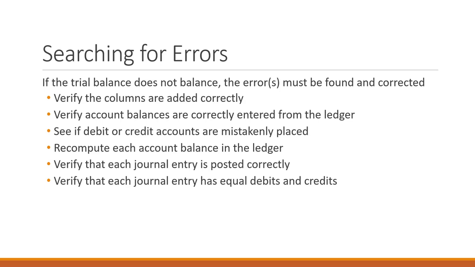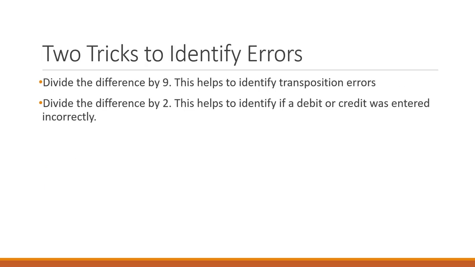There are a couple of tricks to identify where to look for the errors, because really, thinking about this, going through all of our accounts one by one and all of our journal entries one by one, trying to find where the mistake is, sounds like a lot of work. There are two tricks to help find errors. So the first is to divide the difference by 9.